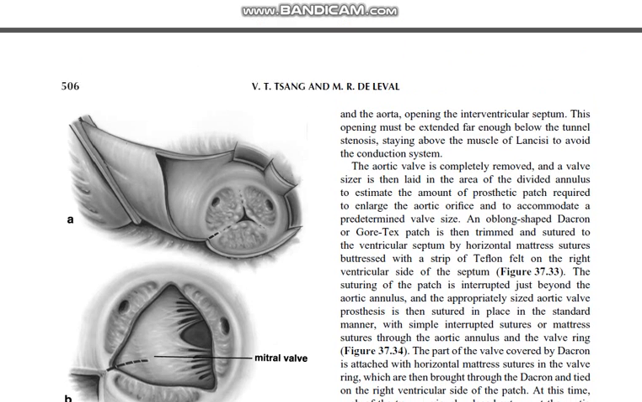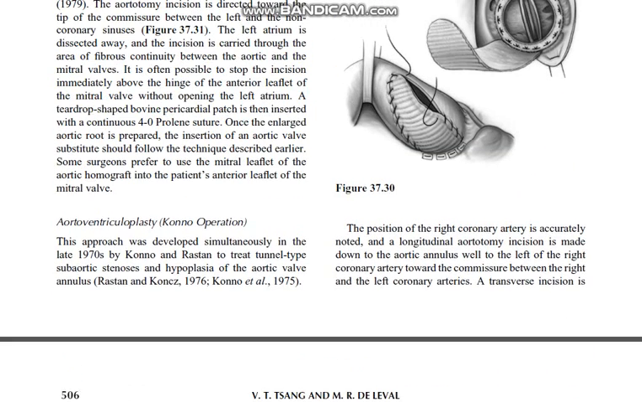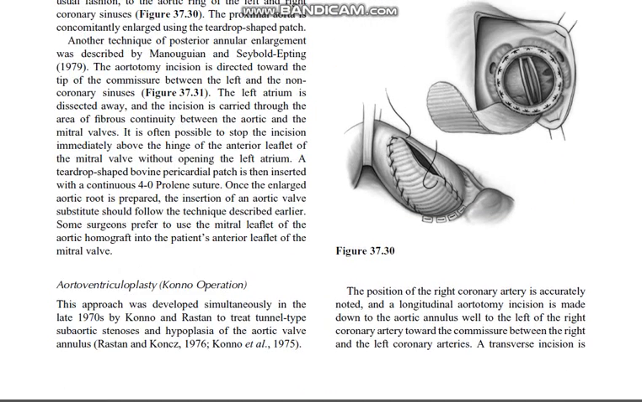Now we are going to the text and reading this Manouguian technique. The left atrium is dissected away and the incision is carried through the area of fibrous continuity between the aortic and the mitral valves. It is often possible to stop the incision immediately above the hinge of the anterior leaflet of the mitral valve without opening the left atrium. A teardrop-shaped bovine pericardium patch is then inserted with a continuous 4-0 Prolene suture.